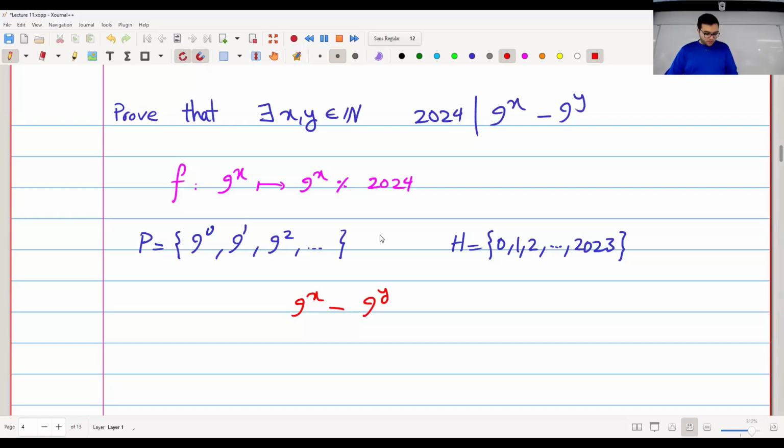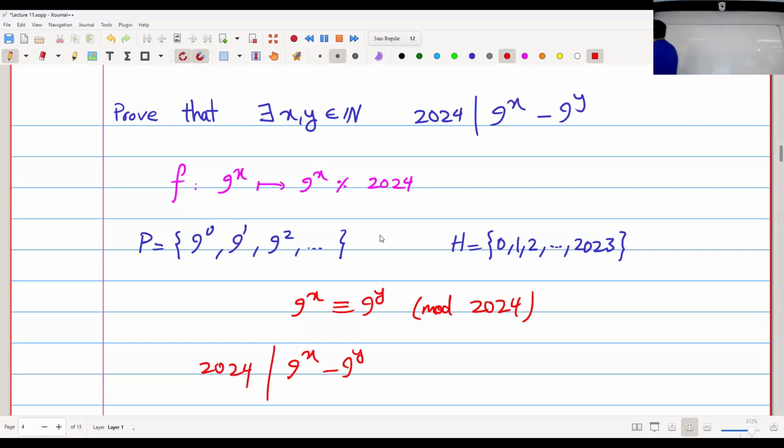So basically 9 to the power of x has the same remainder as 9 to the power of y modulo 2024. And therefore, 9 to the power of x minus 9 to the power of y is a multiple of 2024. Of course, I have to be careful. I want to choose x to be the bigger one, but I don't have to. Even if this right-hand side is negative, it makes sense.